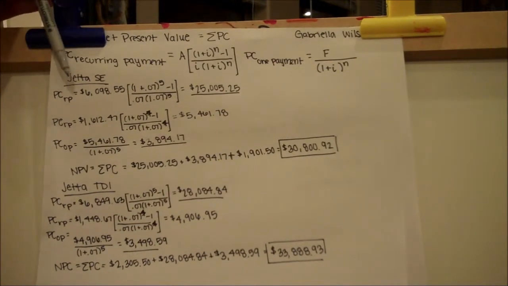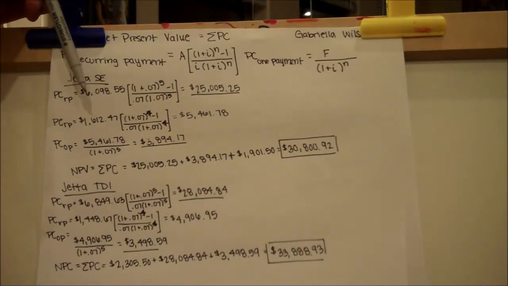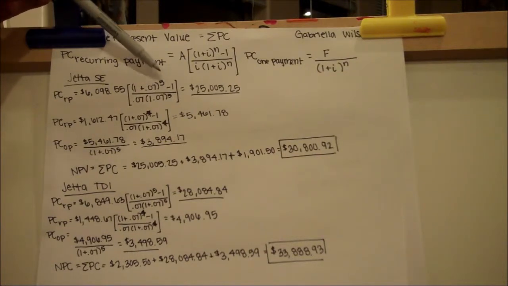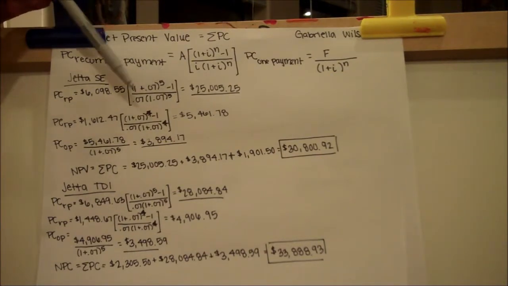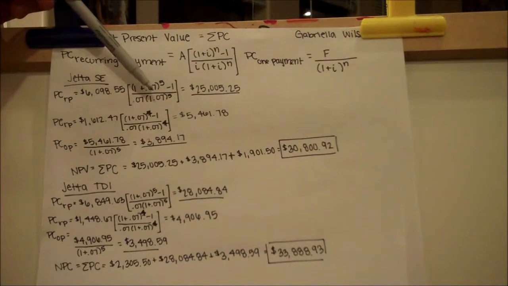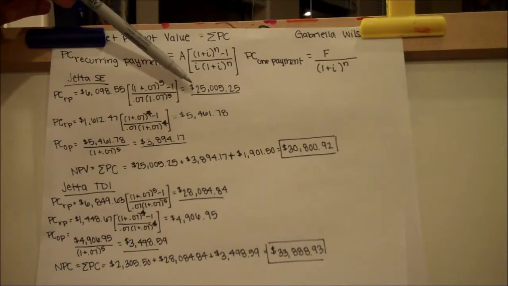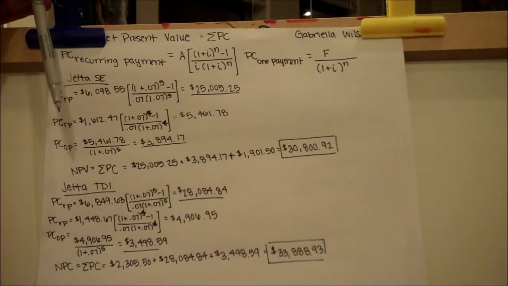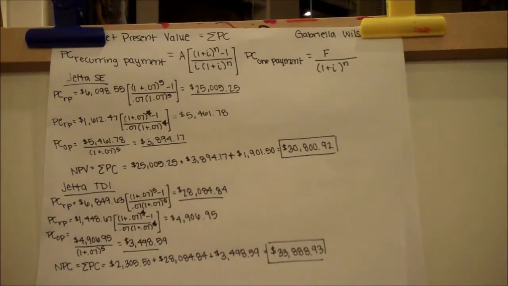Okay, so for the Jetta SE, our first equation is the present cost of recurring payments. And the amount of the recurring payment is $6,098.55 multiplied by (1 + 0.07)^5, 5 years, minus 1 divided by 0.07 multiplied by (1 + 0.07)^5. And that equals $25,005.25.